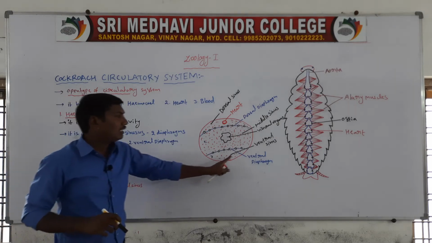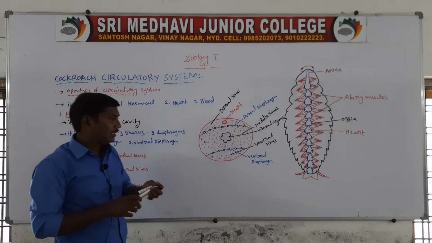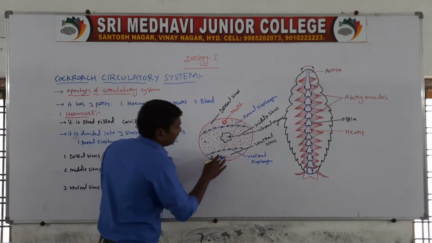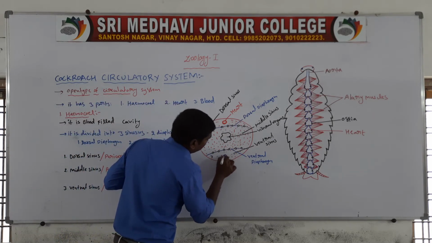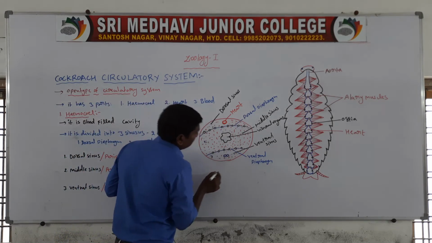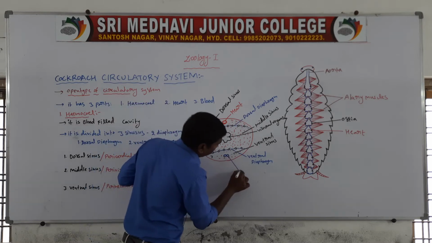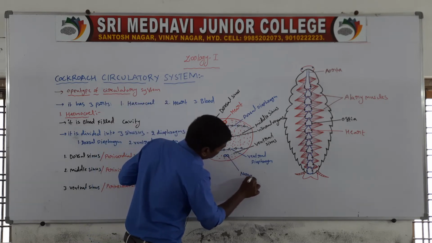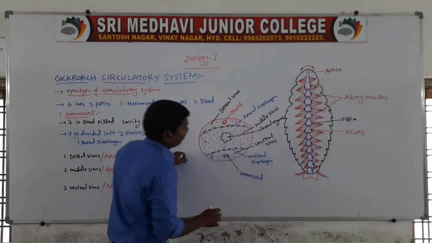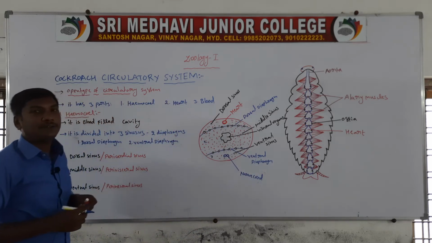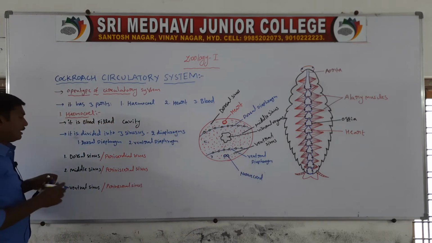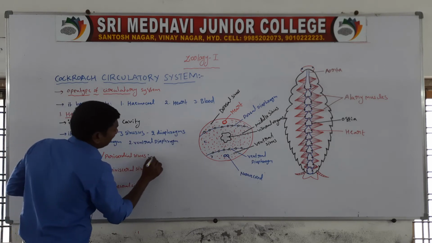Next one, so they are the ventral sinus. Ventral sinus encloses the nerve cord. So this sinus is called as perineural sinus.